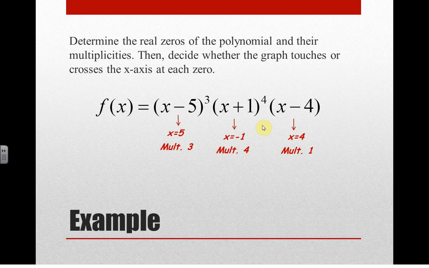So now, going left to right, I have an odd multiplicity, so that crosses. I have an even multiplicity, so that touches. I have an odd multiplicity, so that crosses. Cross, touch, cross.